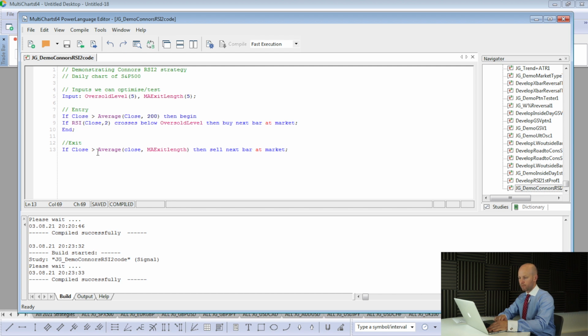And we've got if close is above the average of the MA exit length, I've called it, so moving average exit length, and at the moment I've got it as 5 because that's what Connors said, but we can actually adjust that or optimize. We can optimize both of these levels to see which is best. Once that's done, we hit this button here, which is called compile, and that makes sure that code is ready to go and that there's no errors in the code. If there are errors in the code, then it will show us on what line, and we can go about making it right.